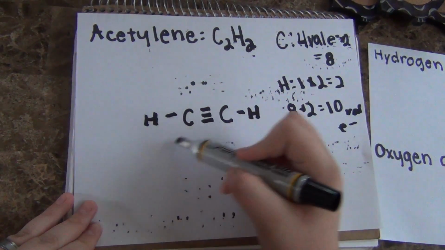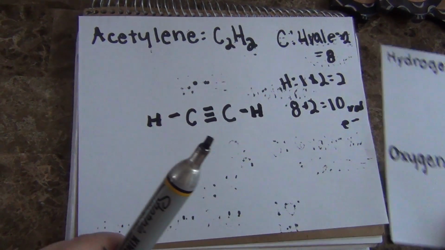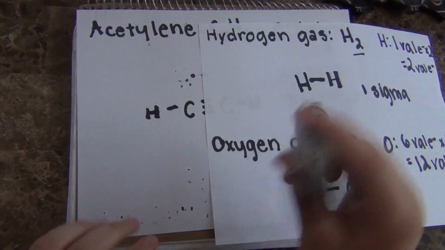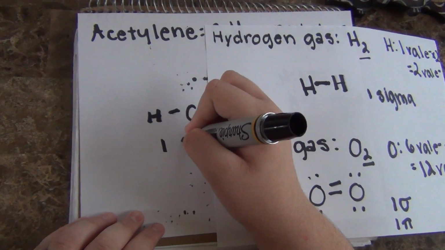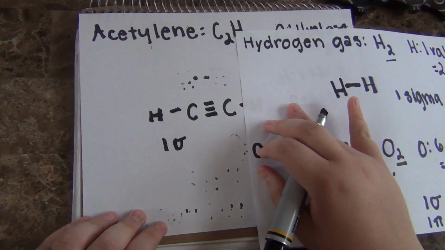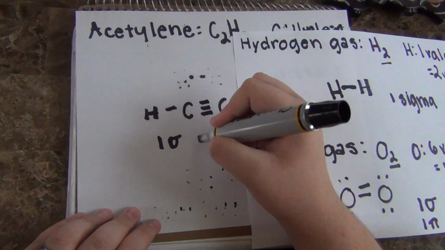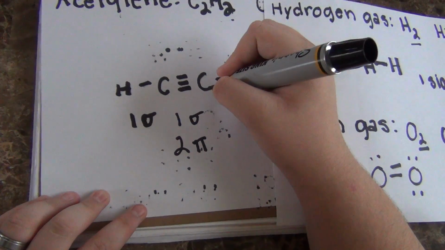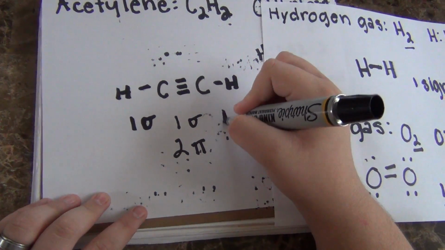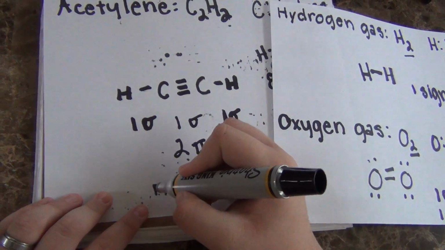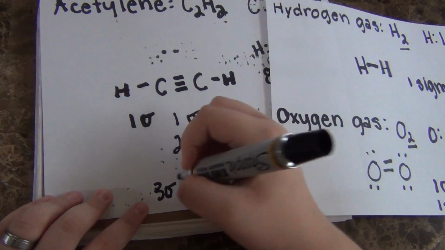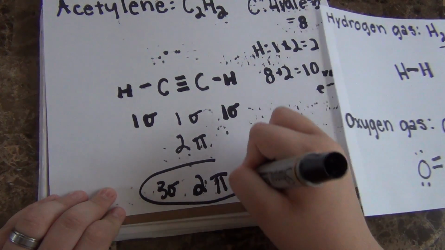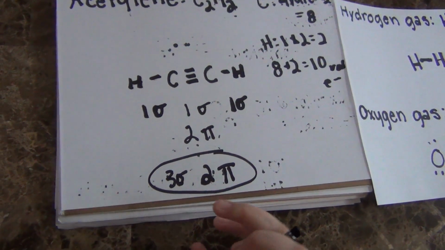Here, you have to look at the bonds separately. Therefore, if you look at this, just like this, there's only 1 sigma. And then if you look at the carbon-to-carbon bond, there is 1 sigma and 2 pi. And then when you look at the carbon-to-hydrogen bond again, there is 1 sigma, giving a total of 3 sigma and 2 pi. And this is your total. And those are the examples given.